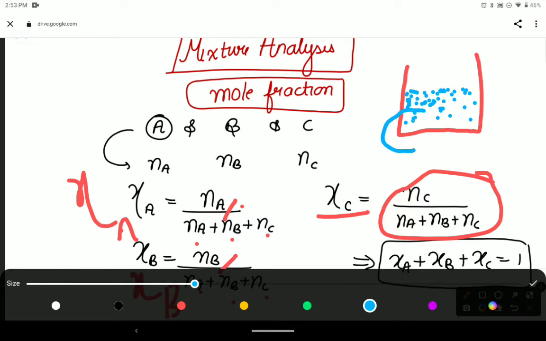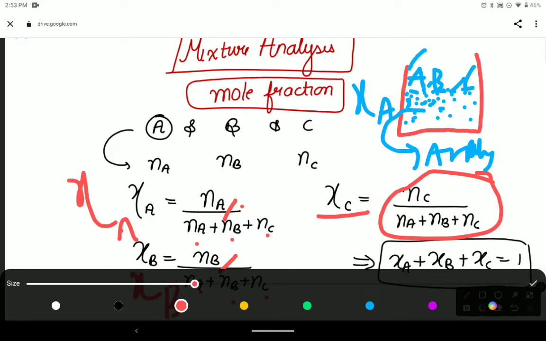We have been analyzing this. That means in this mixture there are three substances, A, B, C. Then we were asked to find the mole fraction of A. Mole fraction is represented as chi A, which is the number of moles of A divided by the total number of moles in this mixture, which is number of moles of A plus number of moles of B plus number of moles of C. So in this way, mole fraction is calculated.